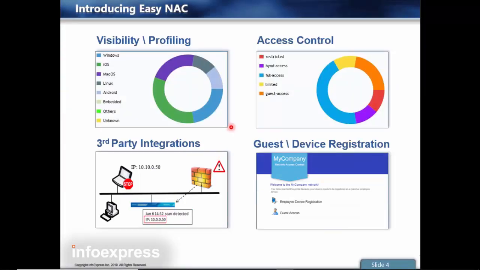EasyNAC provides immediate visibility of any new device joining your network and will automatically profile them. Then, using policies, access can be granted based upon the situation. For example, if the device is unknown or untrusted, it could be assigned restricted access. If the device is AD joined and compliant with policies, it can be granted full access. If AV is out of date, maybe partial or limited access. If they're registered for guest access, they can be granted internet only.